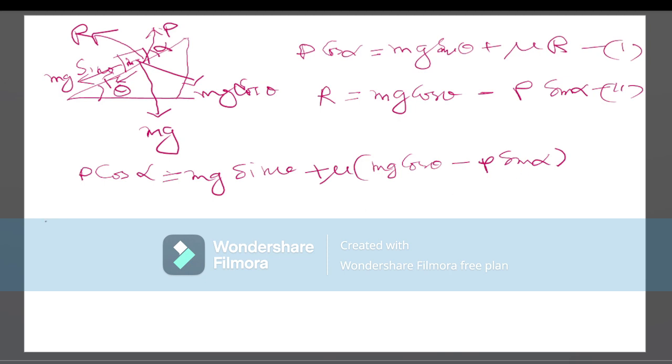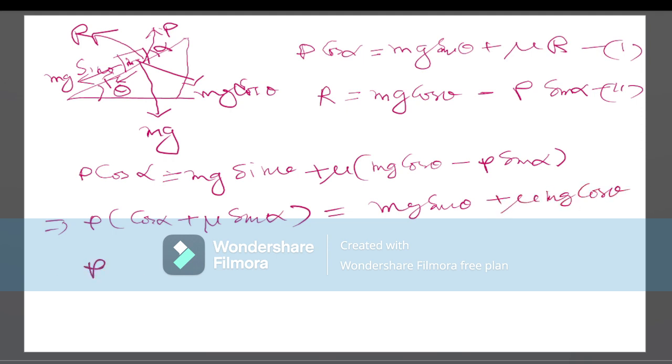So we rearrange these things and take out P. P will be multiplied by cos alpha plus mu sine alpha, which is equal to mg sine theta plus mu mg cos theta. So P is simply mg can be taken out, and sine theta plus mu cos theta divided by cos alpha plus mu sine alpha.